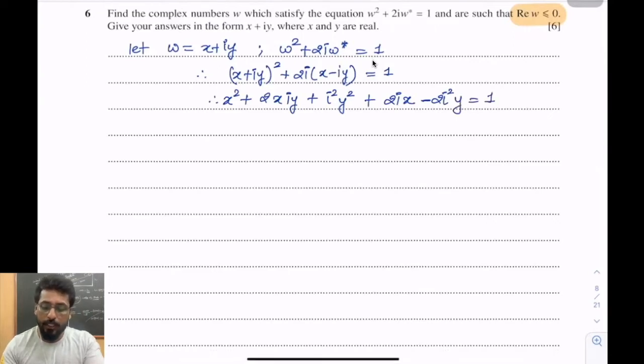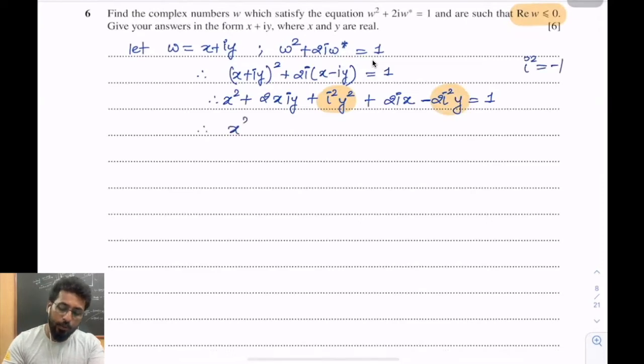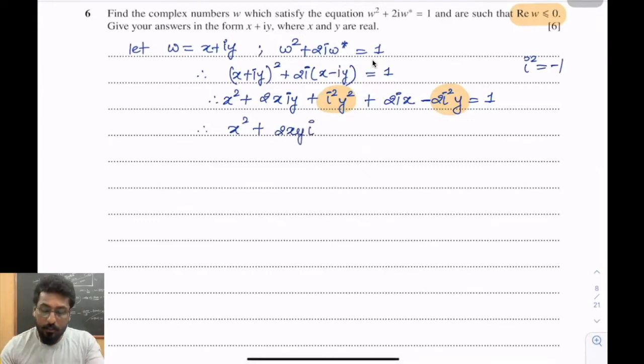Now you can observe that this term is i square, this term is i square. Don't you know that i square is -1? So you get x square plus 2xyi. i square is -1, so it's going to be minus y square plus 2xi. Again, i square is -1, so minus of minus becomes plus. That's plus 2y is equal to 1, right?